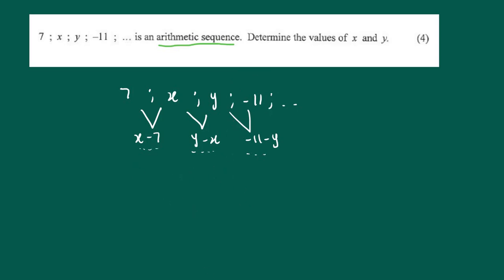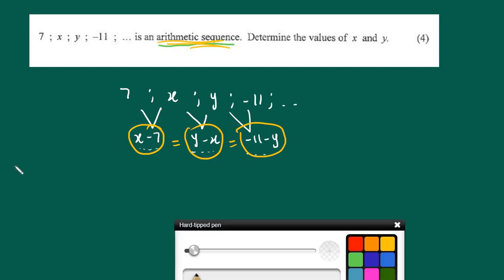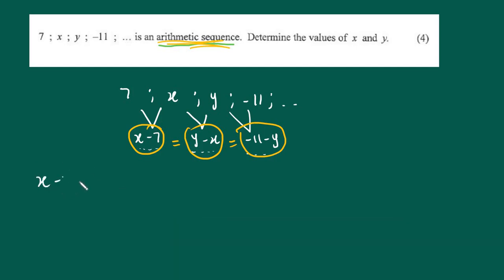But then since it's arithmetic, let's remember that for arithmetic sequences, the common difference is the same. That means this number is equal to this one, which is also equal to this one. So you can just choose any two pairs. Let's start with the first pair. I'm going to choose x minus 7 is equal to y minus x. I can take this negative x to the other side, changing the sign to x plus x, and take the negative 7 to this side so that I have y plus 7. That means I'm going to have 2x is equal to y plus 7.